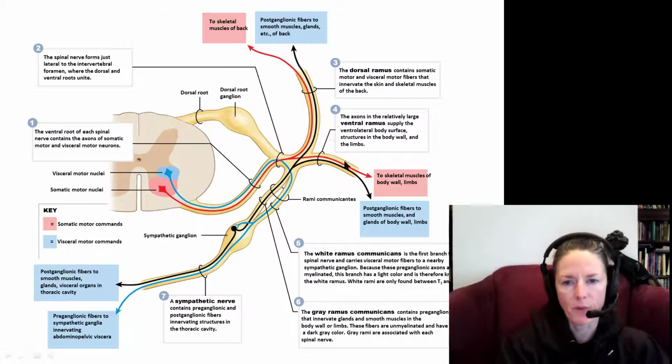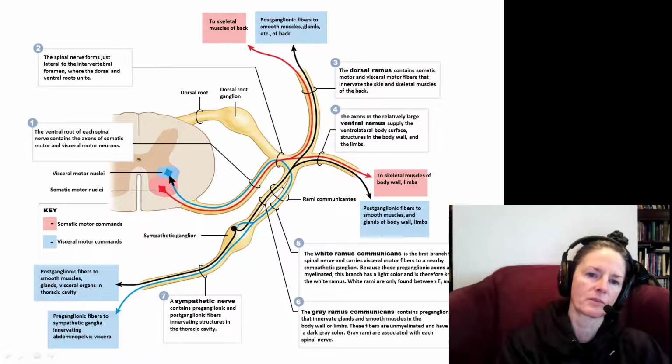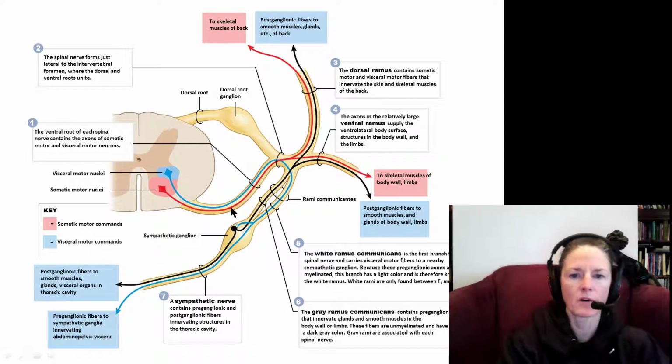So we have motor information, which is basically going to arise from these two nuclei. Our somatic motor neurons here are going to have their axons. These are red ones. These will innervate skeletal muscle. So these will innervate skeletal muscle of the body wall and limbs and the dorsum, the back as well.